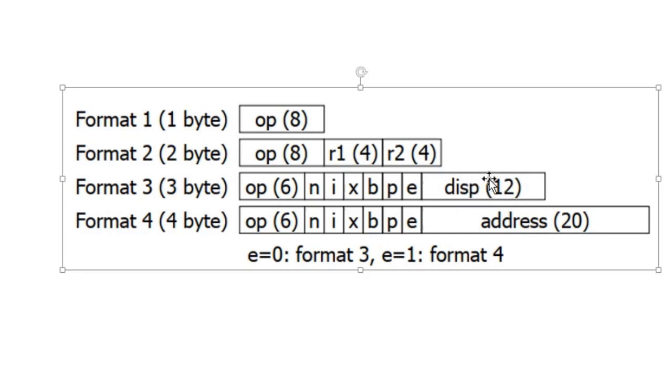Whenever we have a displacement, there is a need for calculation of the target address. Whenever I have a 20-bit address, that means I have the address directly of the operand that has to be operated on by this opcode. And what is this E bit? That is very easy to understand. If the E value is 0, that means we are having a format 3 instruction. E value is 1 means it is a format 4 instruction.